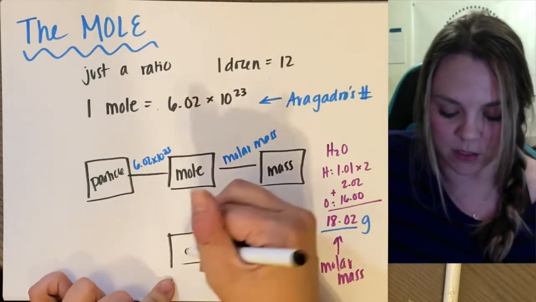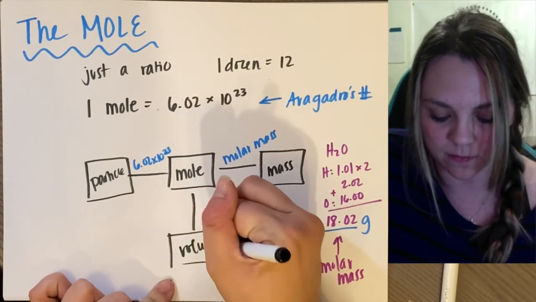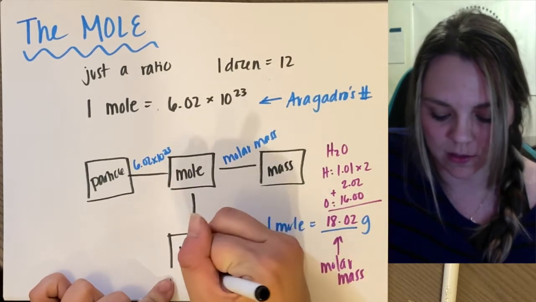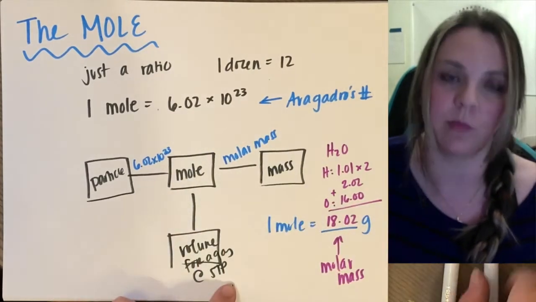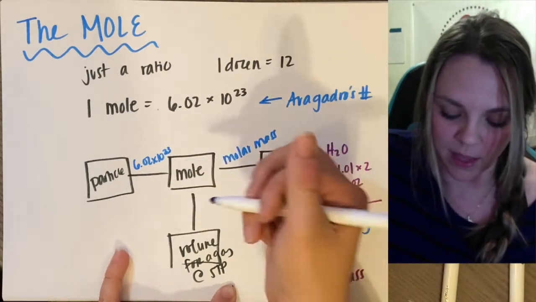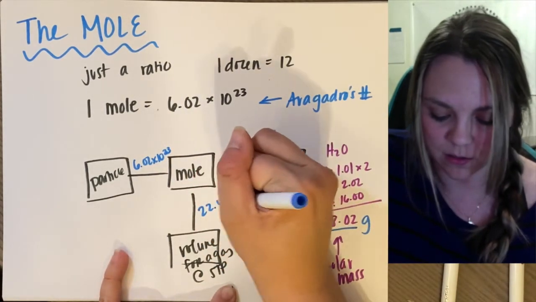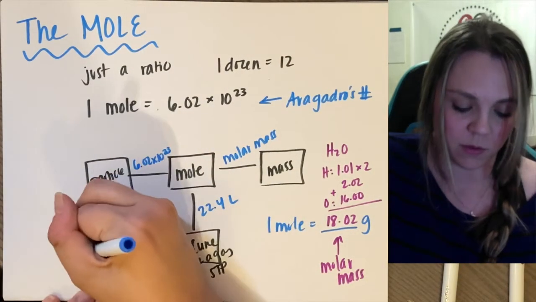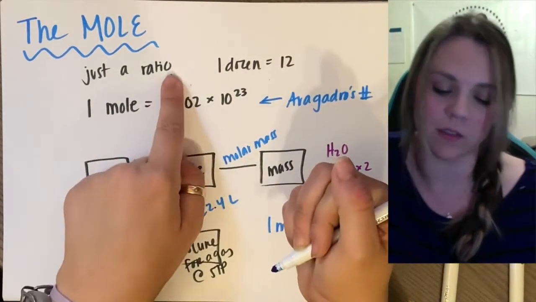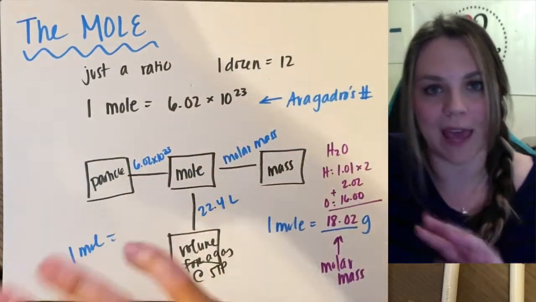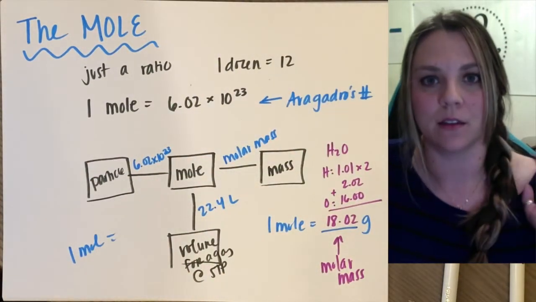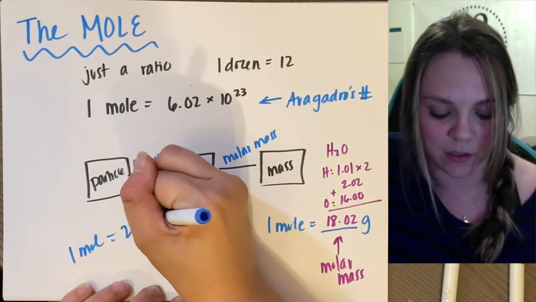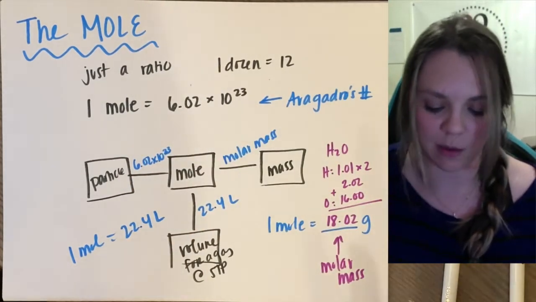And another thing you can do is volume, only for a gas at STP, standard temperature and pressure, okay? And that is 22.4 liters. So 1 mole, again, a mole is just a ratio. So 1 mole of any gas at STP, at standard temperature and pressure, is 22.4 liters. That's how much it takes up, okay?